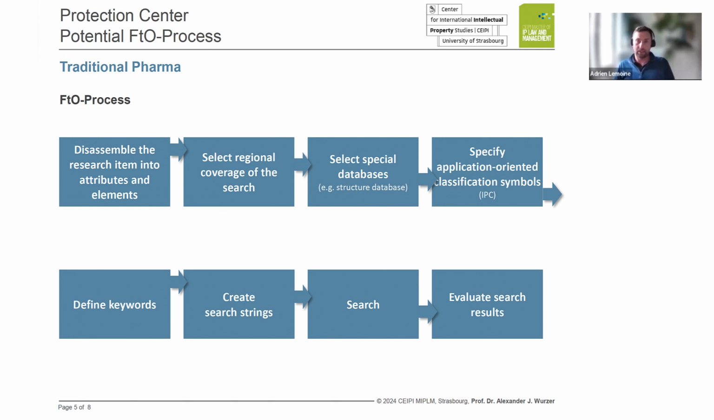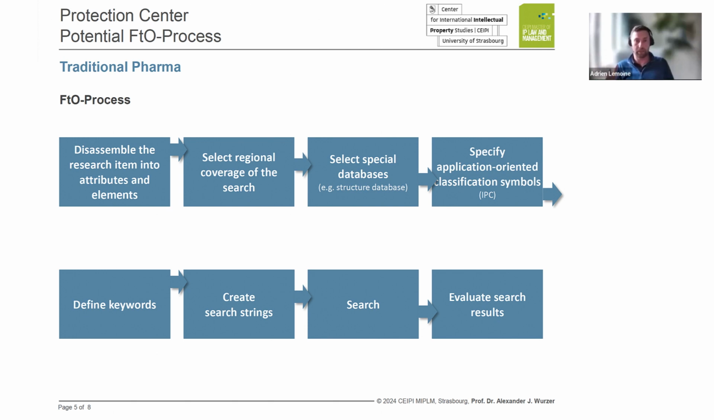And as the technology is the product, we need to find the keywords and classification, mainly on the application of the molecule. Then, based on the classification and on the keywords, we are creating the search strategy, so the strings to find the correct patent applications. Then we do the search, and based on the search, we evaluate the research. And that is for the traditional pharma.